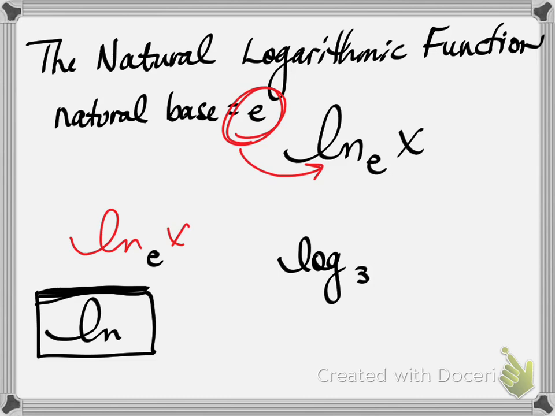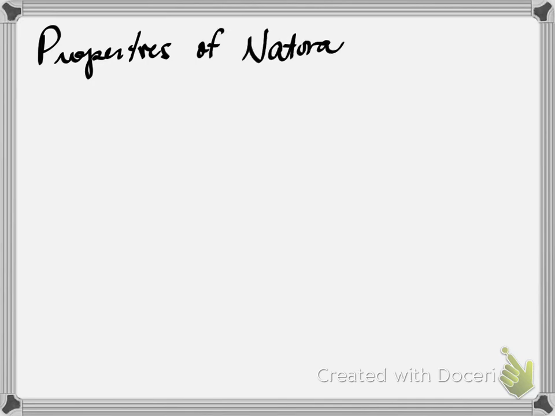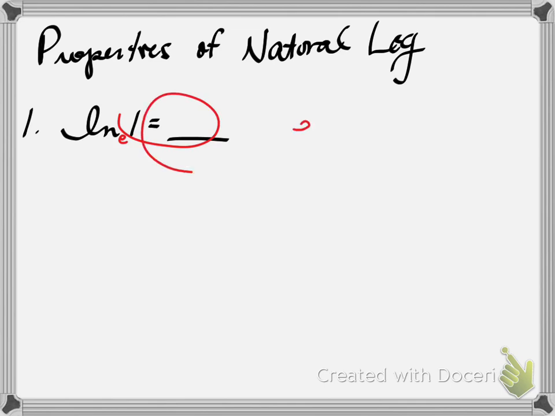So for the natural logarithmic function, all the properties are the same. Properties of natural logs. Part one: ln of 1 is equal to what? Well, let's remember what its base is. If it's not written, it's understood to be an e. So we can do our swoop. e to what is 1? 0. So this is equal to 0.